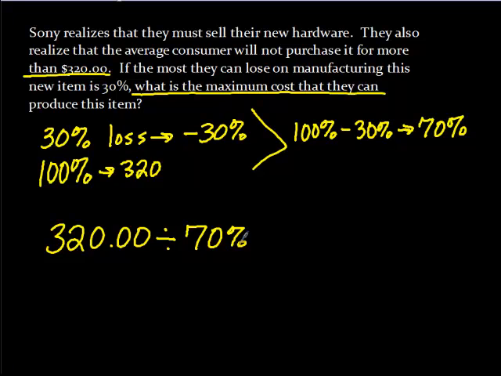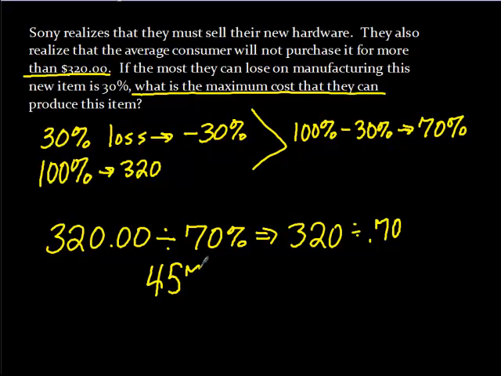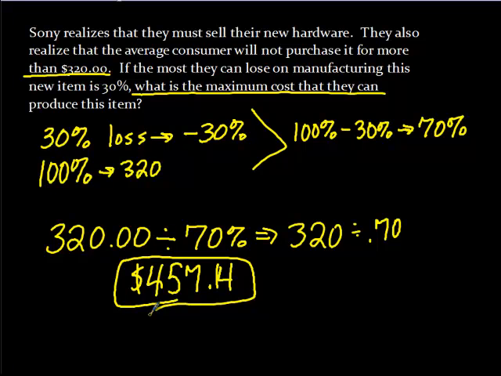In this case, like I said, we want to divide. So we take $320 divided by 70. We can rewrite this as 320 divided by 0.70. This gives us $457.14. If Sony manufactures their piece of hardware for $457.14 and then turns around and sells it for $320, they will be losing 30%.